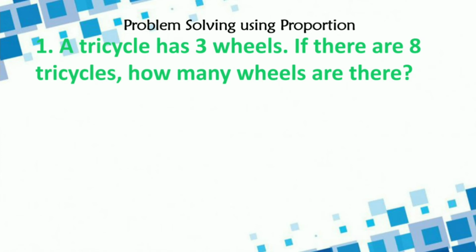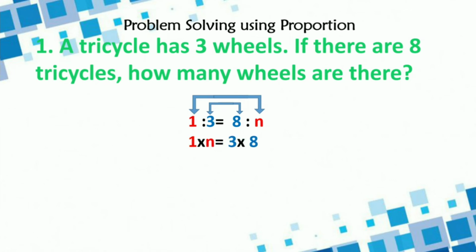Okay, so ang ating magiging equation is kung pag sinabing a tricycle is isa lang siya. So, 1 is to 3, okay, is equal to 8. Kung may 8 tricycle daw, how many wheels are there? So, hinahanap natin kung ilang gulong meron sa 8 tricycle, kaya yun yung ating n. So, again, multiply both extreme, multiply both means. We have 1 times n is equal to 8 times 3. And then we have n is equal to 24. Okay, therefore, kapag pala meron tayong 8 tricycle, meron tayong 24 na gulong.